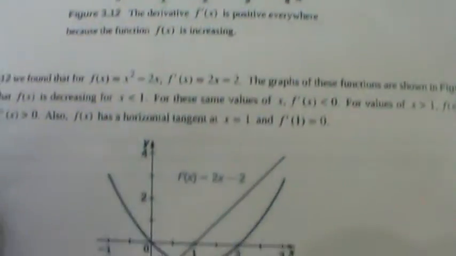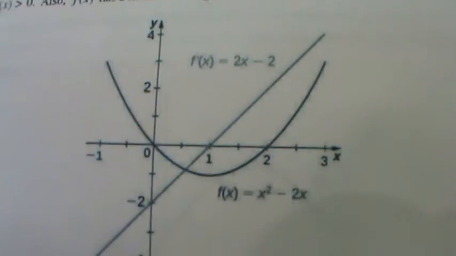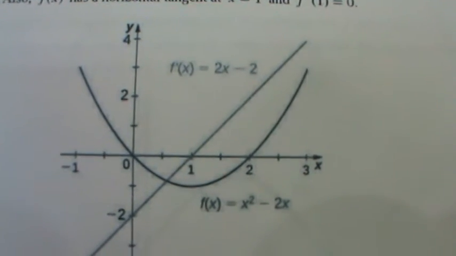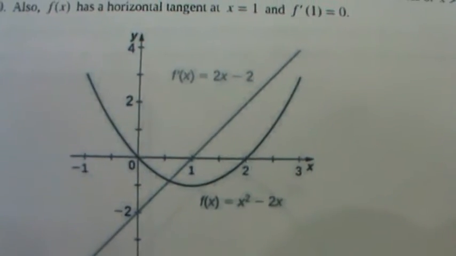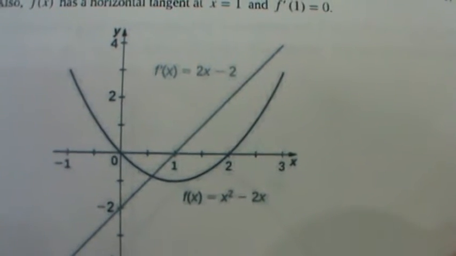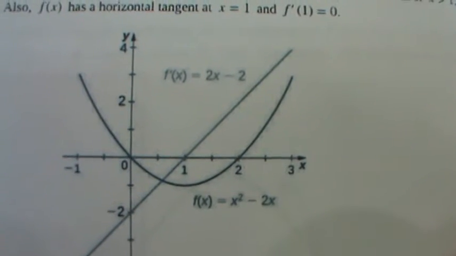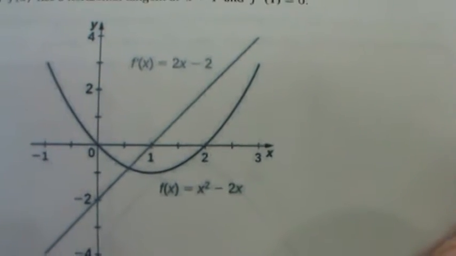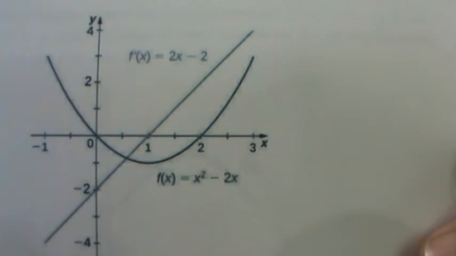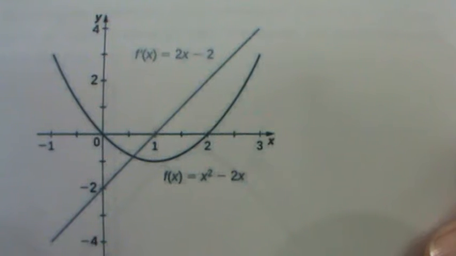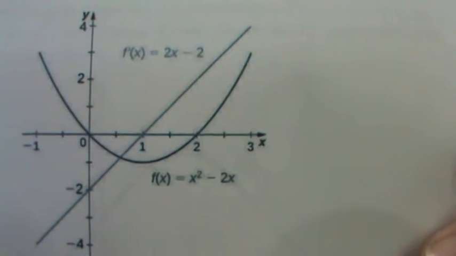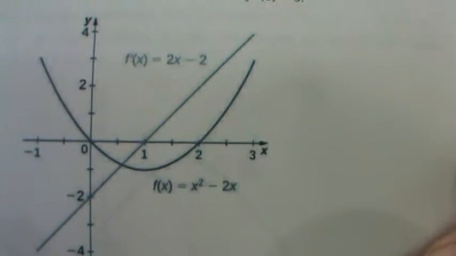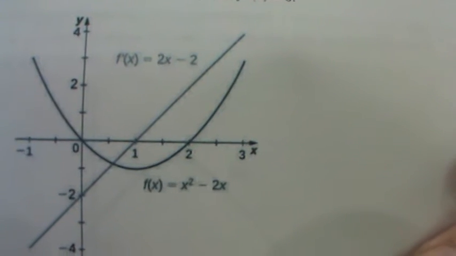Okay, now let's look at another one. Here we have f of x is equal to x squared minus 2x, right? It's a parabola with the vertex at (1, -1), and the axis of symmetry is x equals 1. And you can also see f prime of x is equal to 2x minus 2.